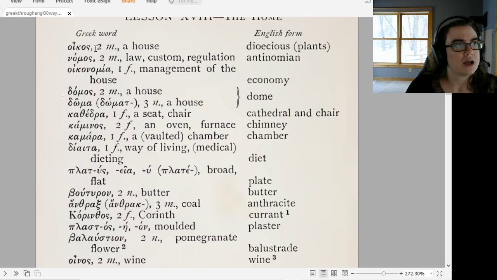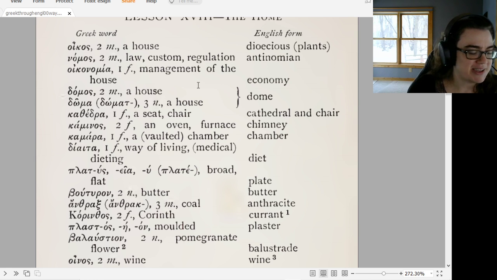All right. Oh, here we go. Oikonomia, management of the house, where we get the word economy. Often the oikonomia was the wife's responsibility. Domos, the house, right? Domicile, yada yada. Doma, another word for house. Domicile, yada yada yada. Basically the same word. I mean, not, but probably not going to trip you up.